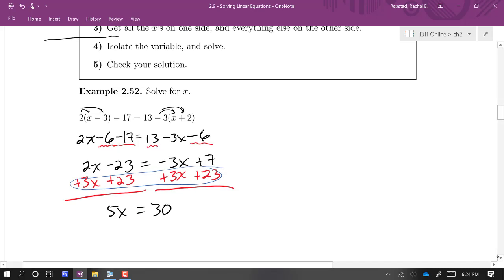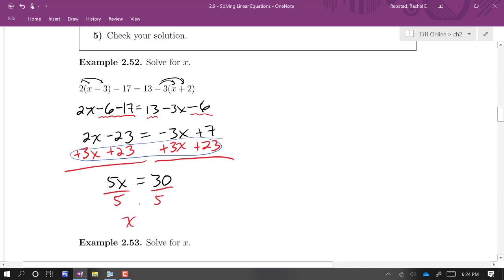And now, to get the x by itself, x is being multiplied by 5, so I want to divide by 5, and I can do that as long as I also divide by 5 over here, and I get the result x equals 6. Now you could check your answer simply by plugging in x equals 6 to that equation, and you'll see that you get the same value on both sides.